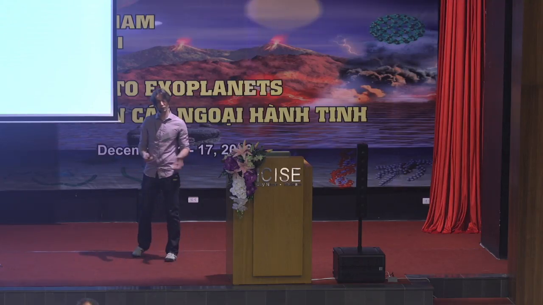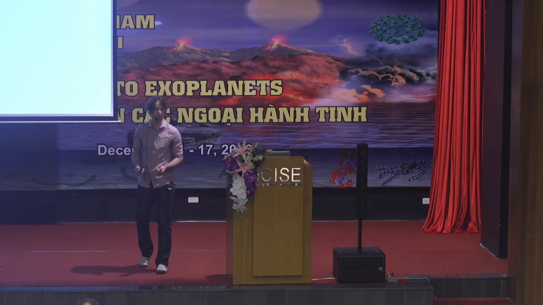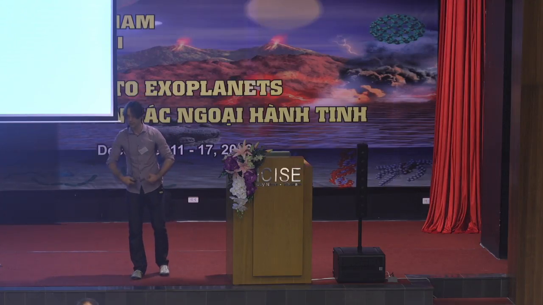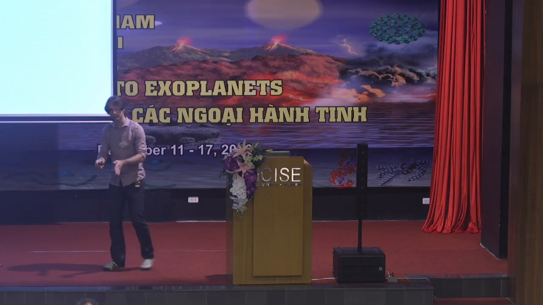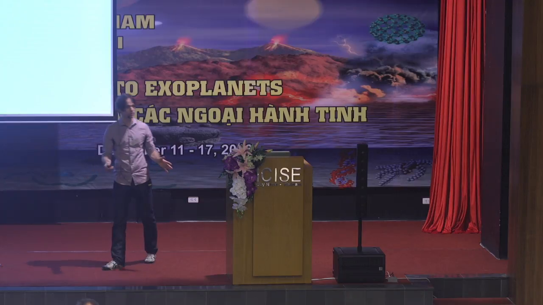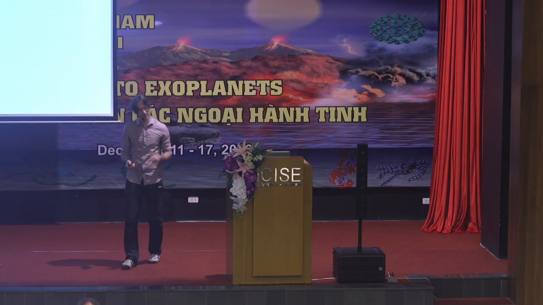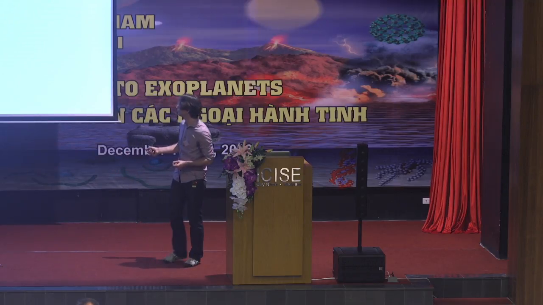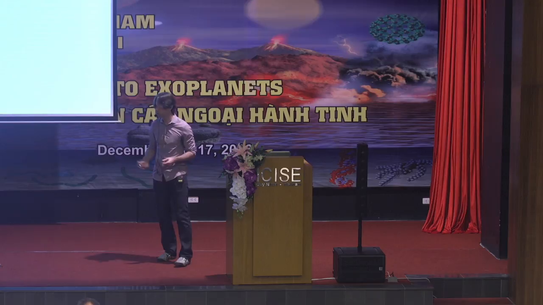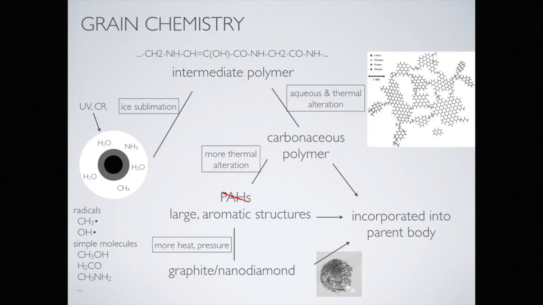Keep going with thermal alteration, you may end up at PAHs, although I don't like the term PAH because, to me, I'm a chemist, I'm an organic chemist, PAHs are very specific things, and just to call everything PAH that you find in space is a little iffy. I'm peculiar about how you name things. So I would say there are large, mostly aromatic structures. And you keep going again with more heat and more pressure, and eventually you form graphite and nanodiamonds.